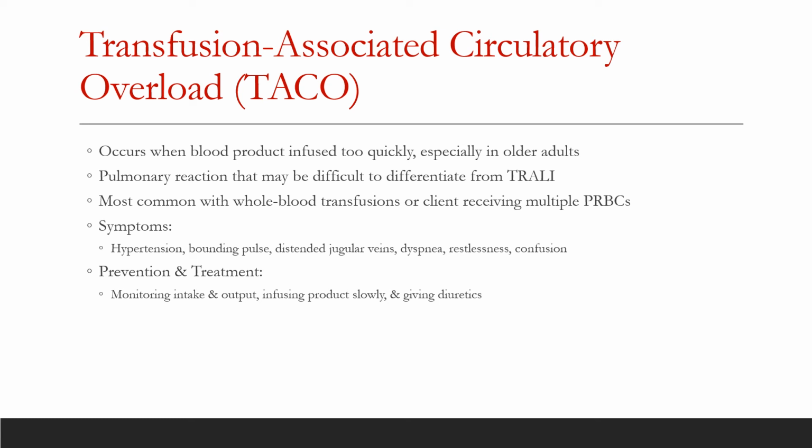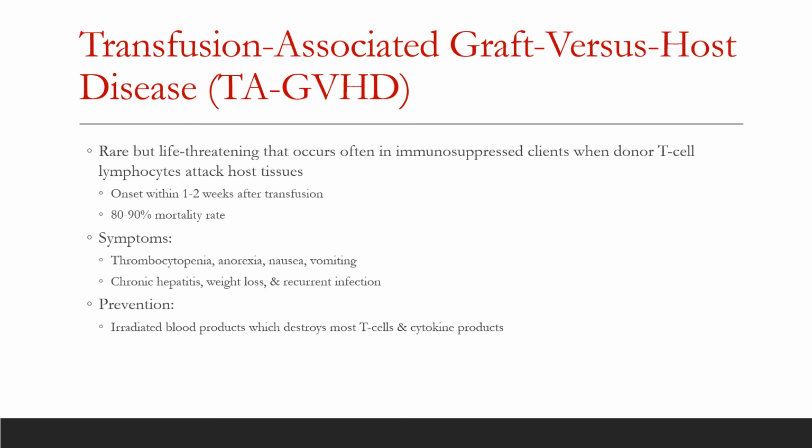And so symptoms are going to look like hypertension, a bounding pulse, distended jugular veins, dyspnea, restlessness, and confusion. Again, remember, they have too much volume. So you have the circulatory overload, hypervolemia type symptoms, right? Preventing and treatment, so watching their intake and their output, and infusing the product slowly, and we may need to give them diuretics.